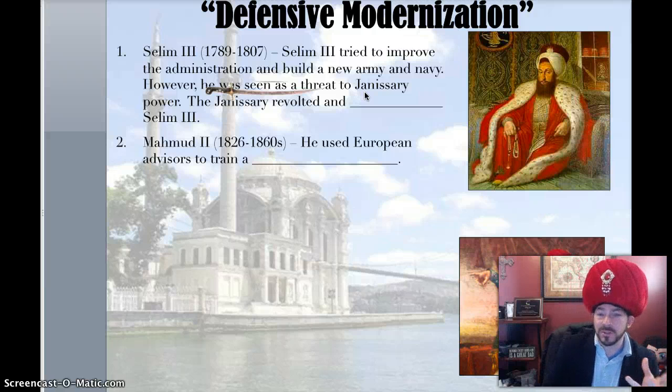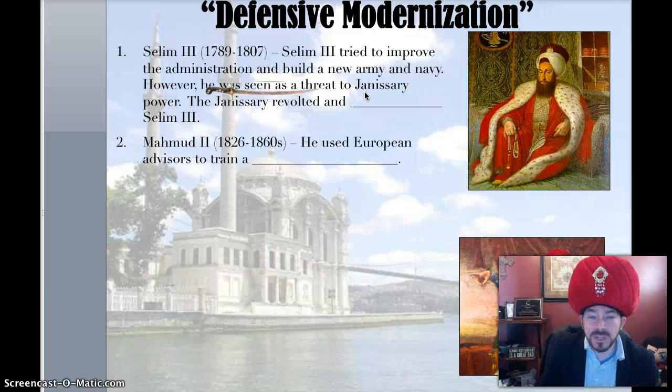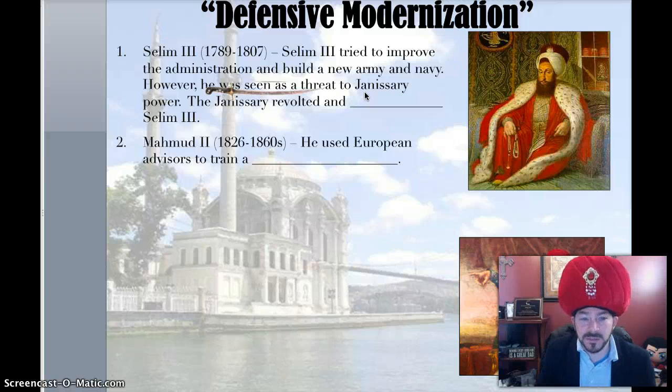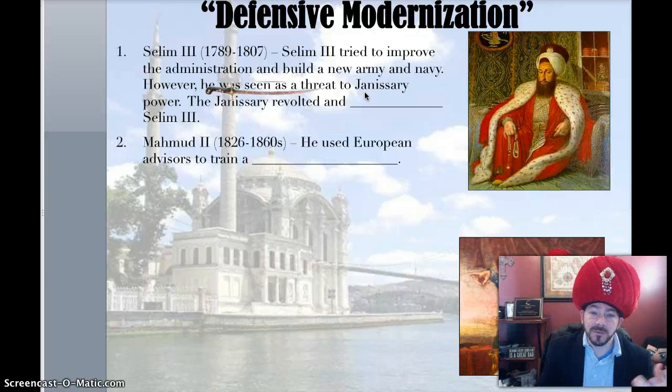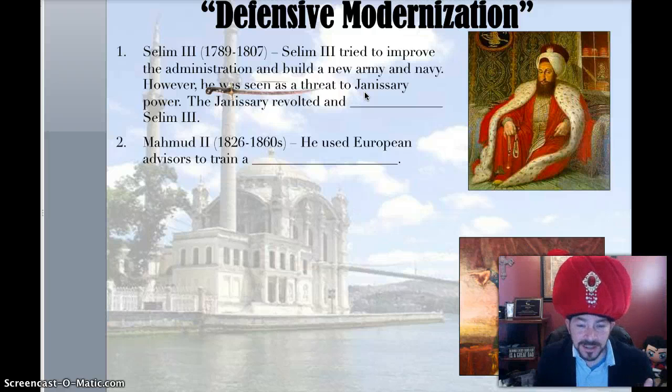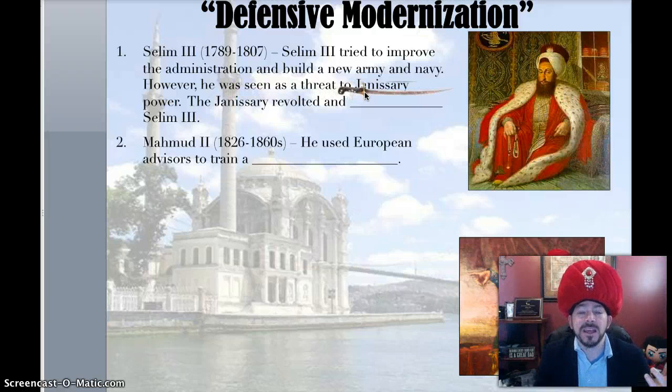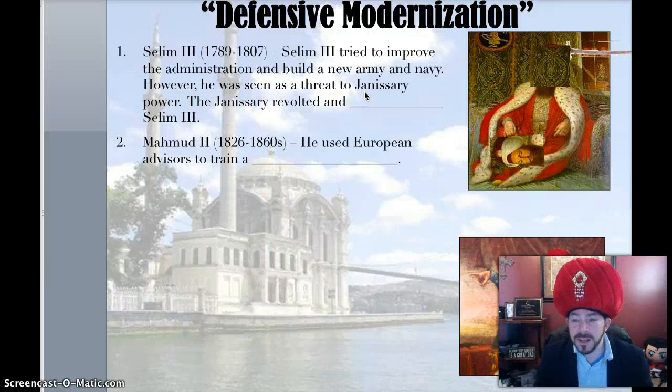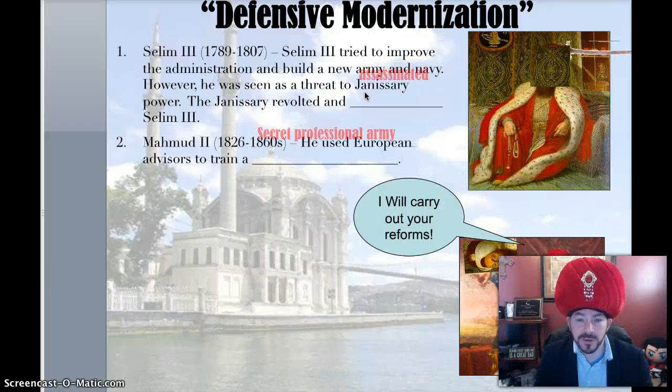Selim III, one of the sultans, believes that we need to change things if we're going to keep any sense of autonomy. And so he starts to attempt to modernize the military. Unfortunately, the Janissaries don't want this, and they revolt against him. They end up capturing him, and yeah, you guessed it. Oh no! They kill Selim III.